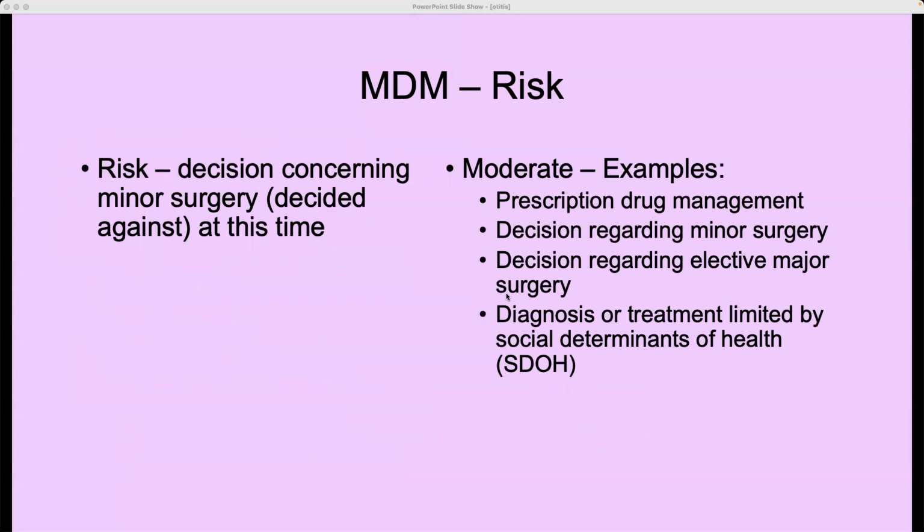So where does this case fit? Again, I would say this is moderate because there was a decision concerning minor surgery at this time. So it counts as a decision for minor surgery because it was discussed. The possibility of tympanostomy was discussed but not ordered at this time. If you look at the definition of risk included in your CPT book, it says that. There's social determinants of health, but we've got minor surgery.